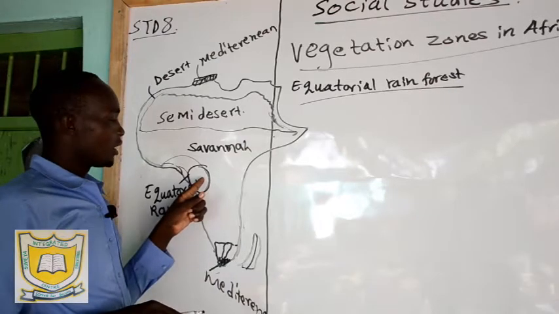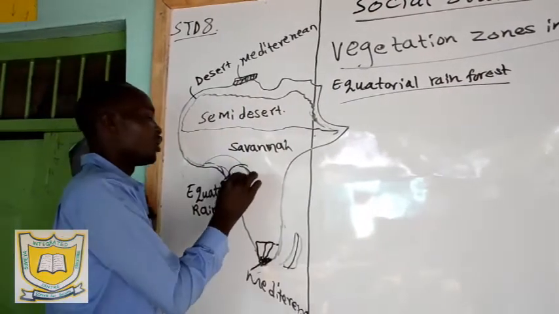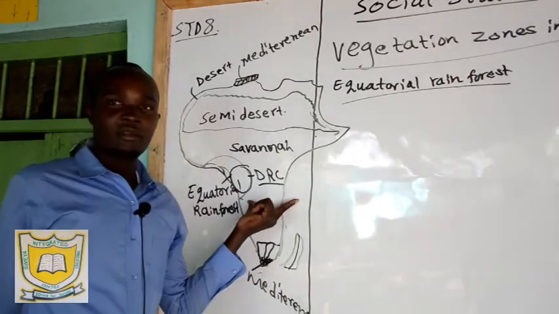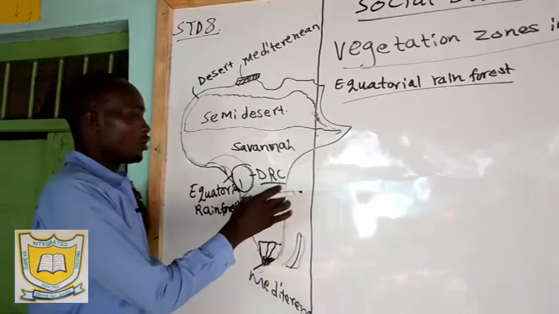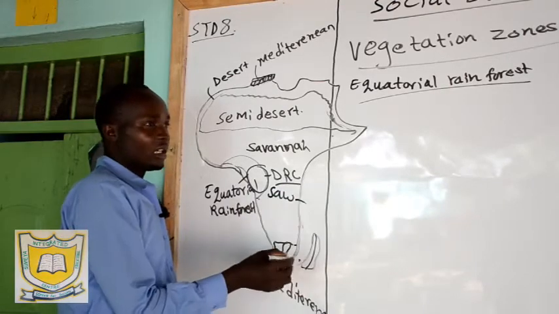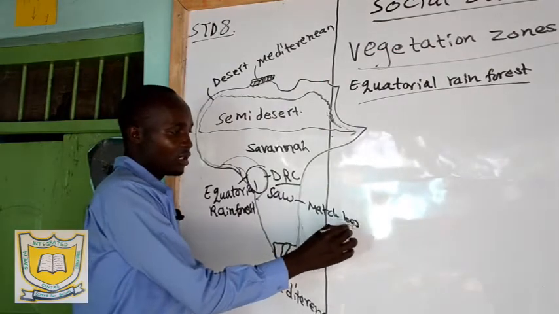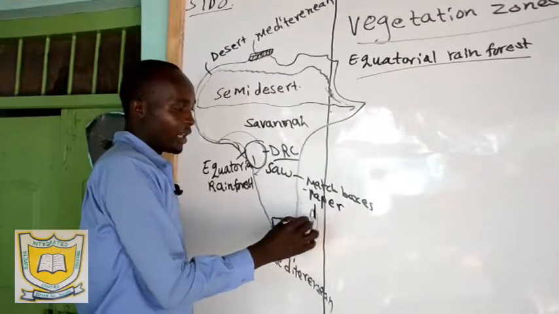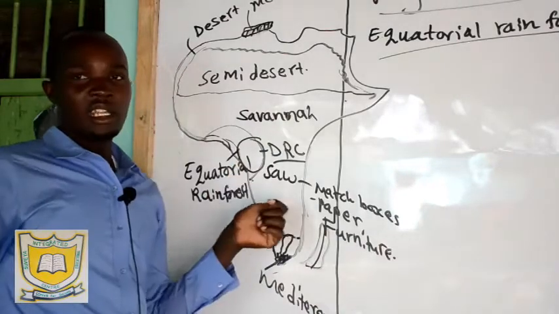Then we are going to look at the country that has a lot of equatorial forest, that is DRC Congo. When you go to DRC Congo, we have a lot of this type of forest. It has really boosted the economy of this country because there is a lot of exportation from this country. There is a sawmilling company which processes production of match boxes, and then also we have paper, then we have furniture. So it has really contributed to the economy of DRC Congo.